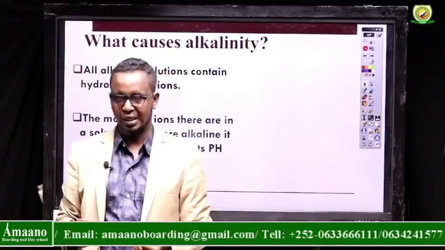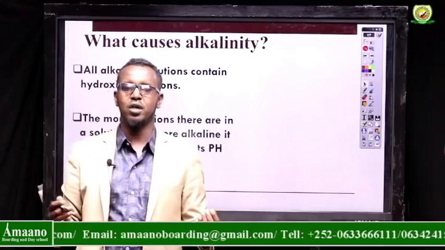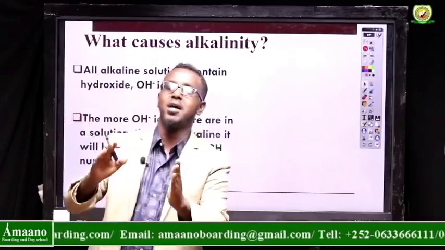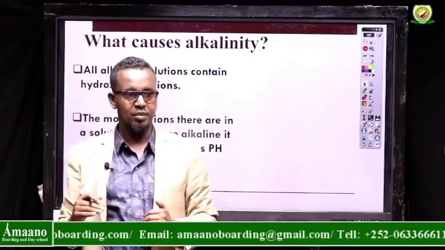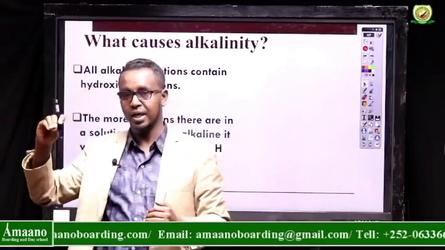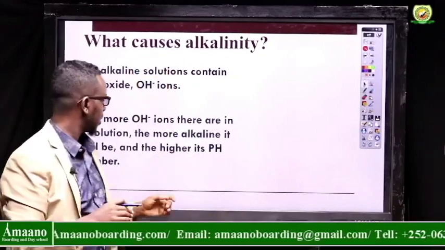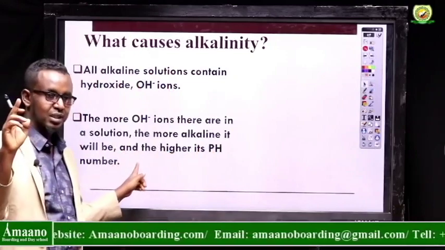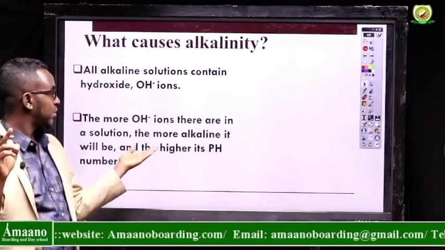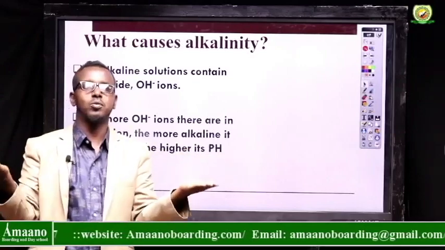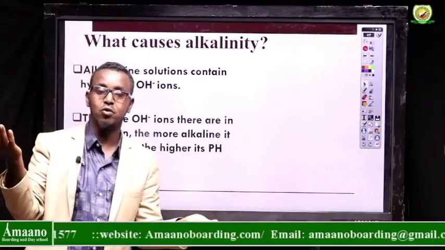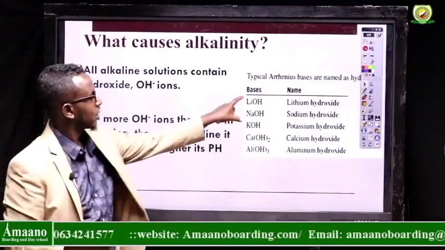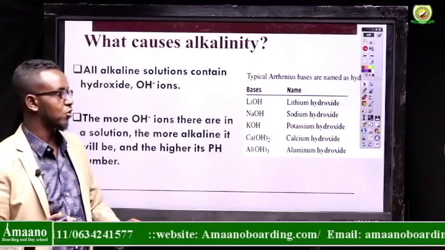What about the pH scale? Bases all have a pH number greater than 7. If they contain more hydroxide ions, the pH also goes up. If you remember acids, the pH number and the acidity are inversely proportional. But for alkalinity or basicity, they are directly proportional.